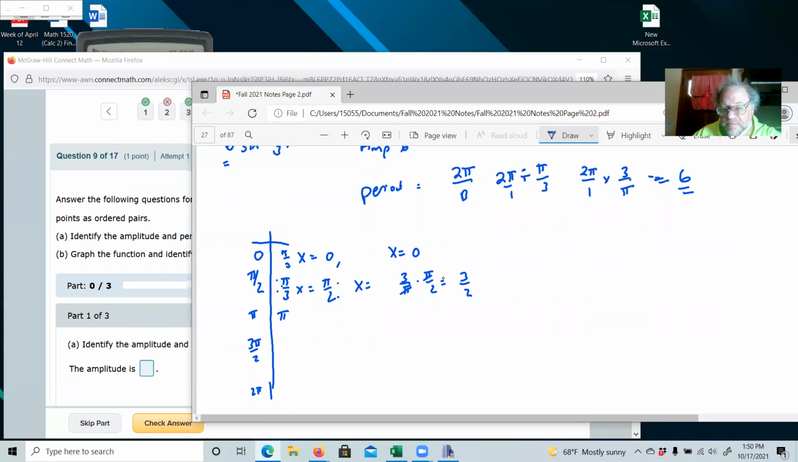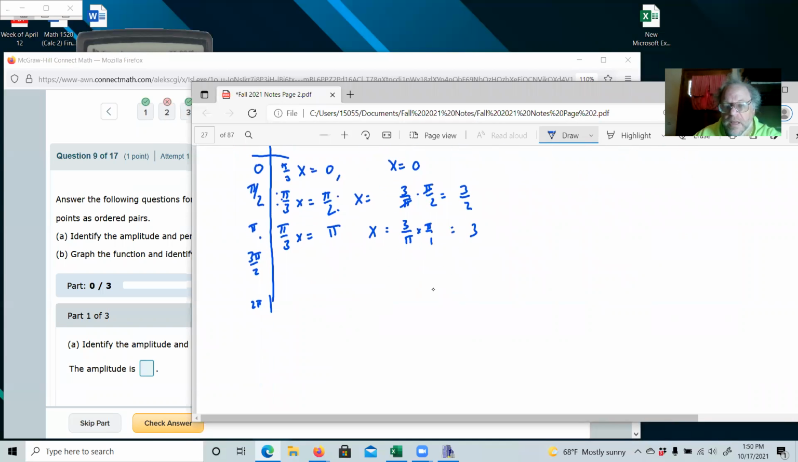Here we have pi over 3 x equals pi. So x is equal to 3 over pi times pi over 1. We get 3. We have pi over 3 x equals 3 pi over 2. So x is equal to 3 over pi times 3 pi over 2. The pi's cancel, and we get 9 over 2. No pi's anymore. Instead of 3, we can call it 6 over 2.